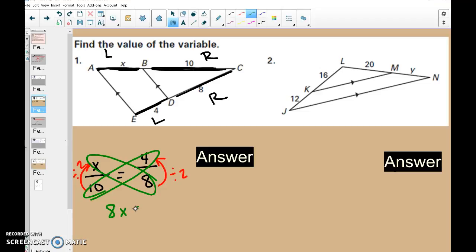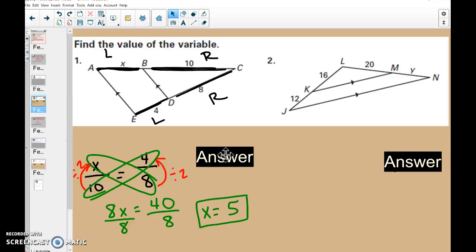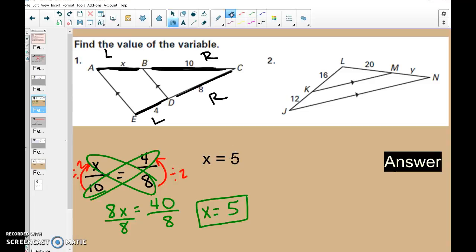So we have 8x equals 40. Divide both sides by 8. Pretty quick and easy math with that. Get 5 for our answer. And let's check. Sweet. So it was 5. All right, moving on to the second one then.